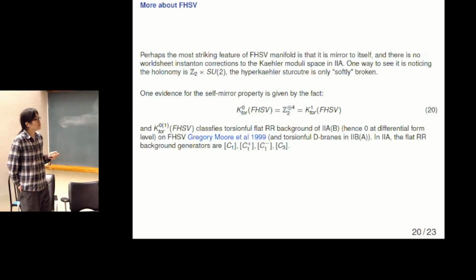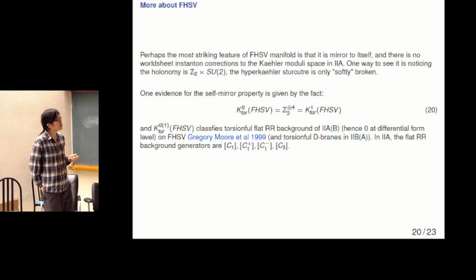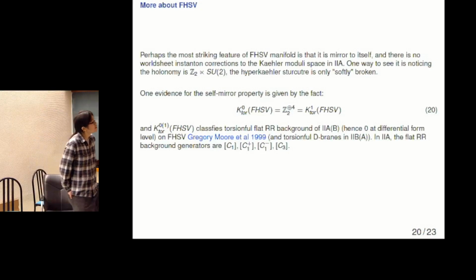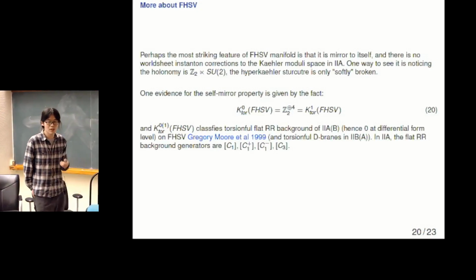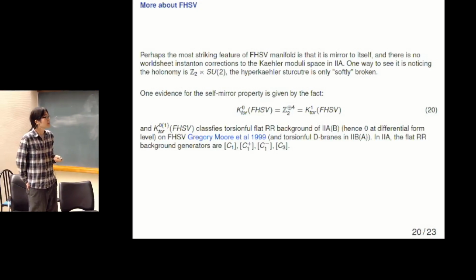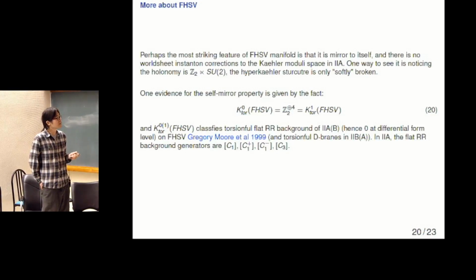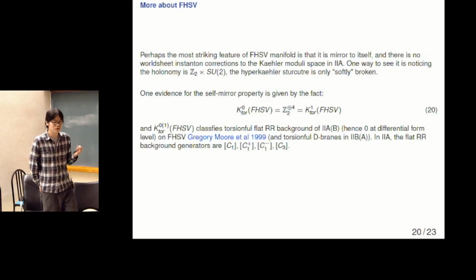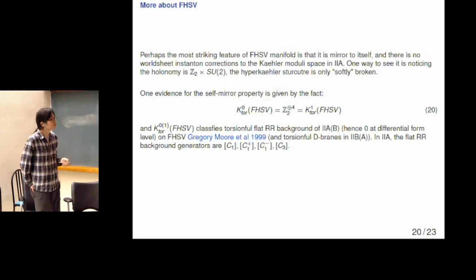According to work by Greg Moore and Edward Witten, we know that the torsion subgroups of K0 and K1 classify torsion flat Ramond-Ramond backgrounds in type 2A and type 2B. At the same time, they also classify the torsionful D-branes in type 2A and 2B. And in type 2A, the flat backgrounds classified by the torsion subgroup of K0 are generated by the torsion classes of G2 and G4. But since they are torsion, at differential form level they are all 0.